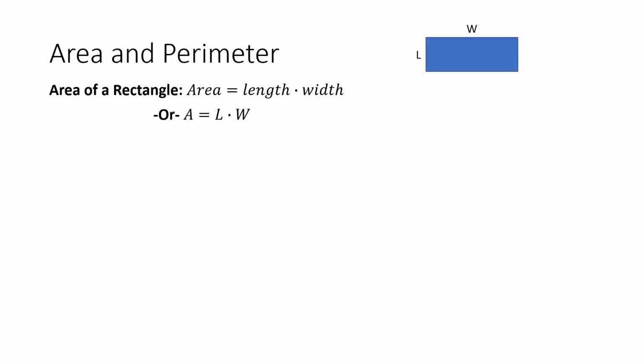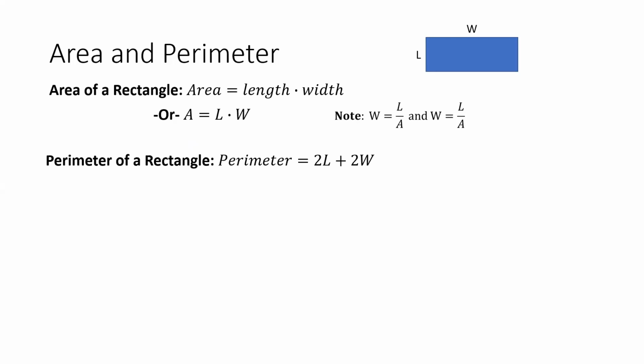Now, for the area of a rectangle, we just take the length times the width, or the height times the base, or L times W. I think actually those notes are not correct. Just go ahead and ignore those. But if you wanted to find the width or the length, you could just take the area and divide it by the other side. The perimeter of a rectangle is you take 2 times your length plus 2 times your width. And so that's the formula.